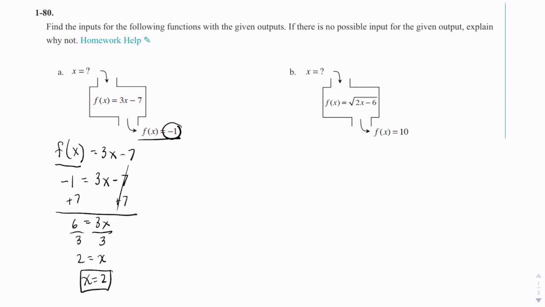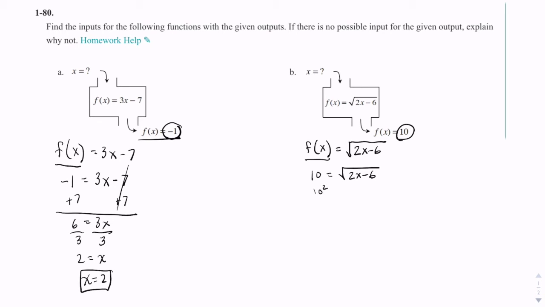For the next one, for b, the function is f of x equals the square root of 2x minus 6. And again, I'm going to take the 10 and replace it with, for the output, which is f of x. And now the opposite of taking the square root is to square things. So I'm going to square both sides.